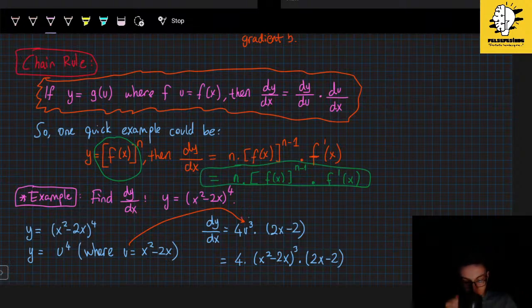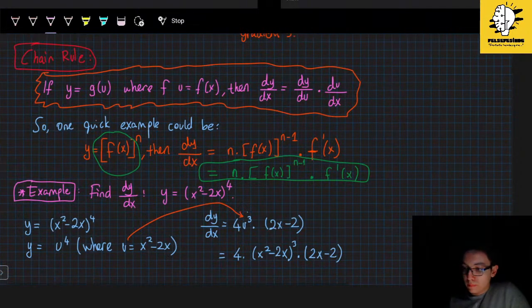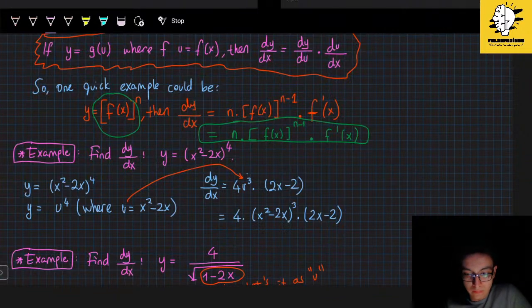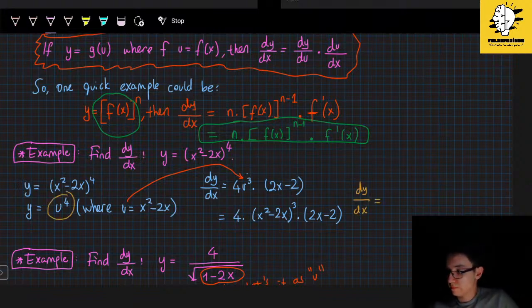Okay, let's see. y is equal to (x squared minus 2x) to the power of 4. We can firstly derive, let me write it here with a different color. dy over dx. Okay, so let's take the derivative of u to the power of 4. Okay, let's say u is equal to x squared minus 2x. And let's take its derivative first. It is 4 times (x squared minus 2x) to the power of 3.